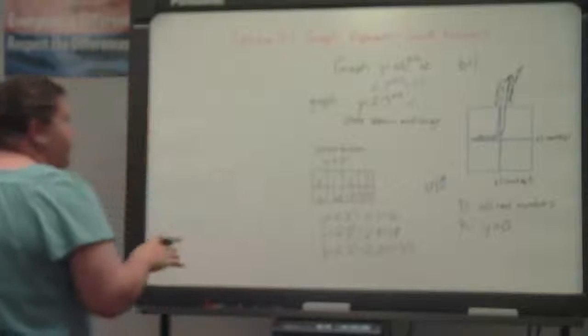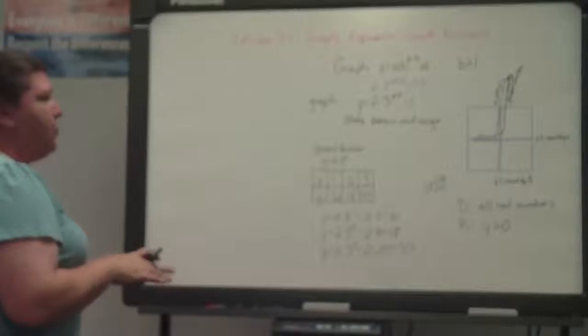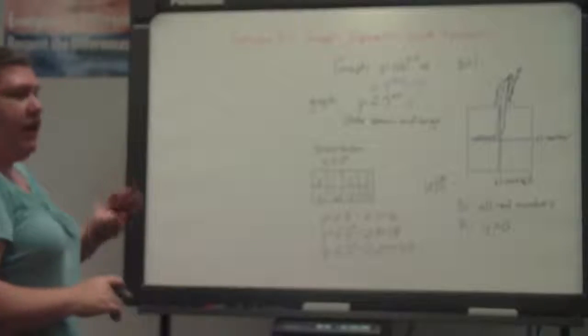So we have graphed 2 times 3 to the x plus 2 power minus 1, and we stated the domain and the range.